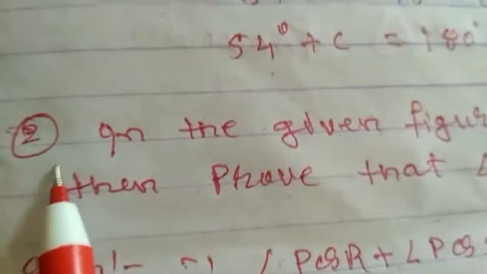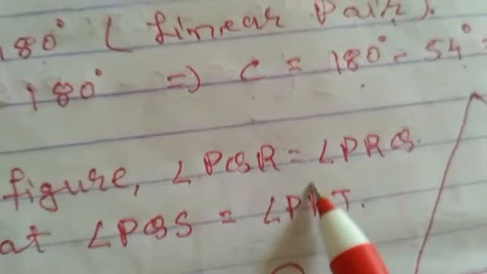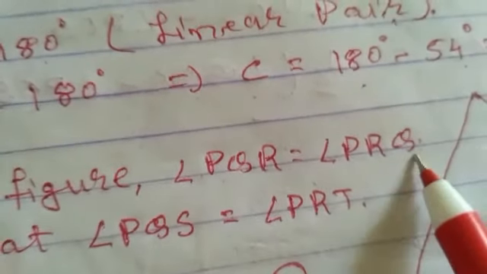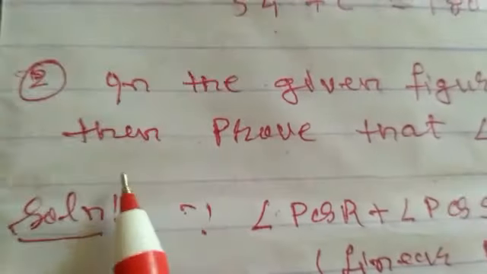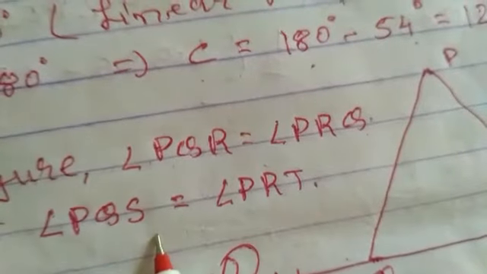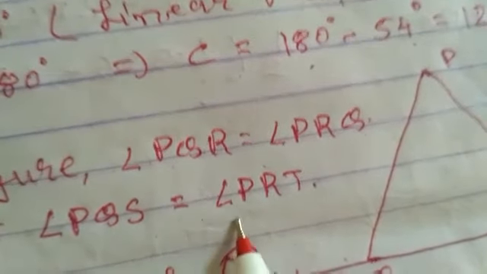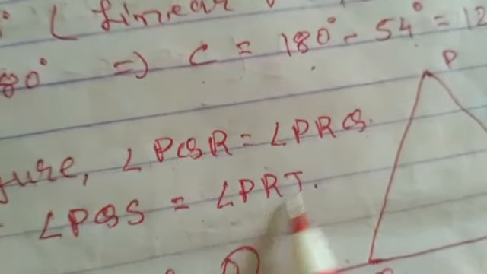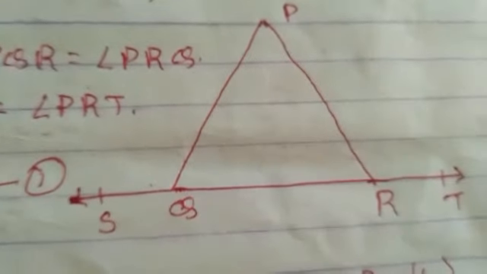Now taking the second question from this exercise. In the given figure, angle PQR is equal to angle PRQ. It is given. Now you have to prove that angle PQS is equal to angle PRT. This is to be proved. So let's look at the figure. The given figure is this.